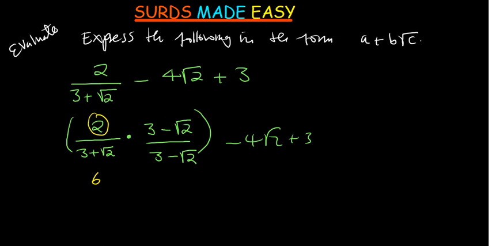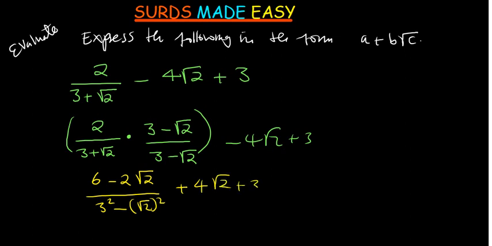Good, very good. Negative 2 root 2. And then in the denominator, remember, multiplying a number by its conjugate: you get the first number and square it, then minus the second number, you square it also. And then you have got plus 4 root 2 plus 3.